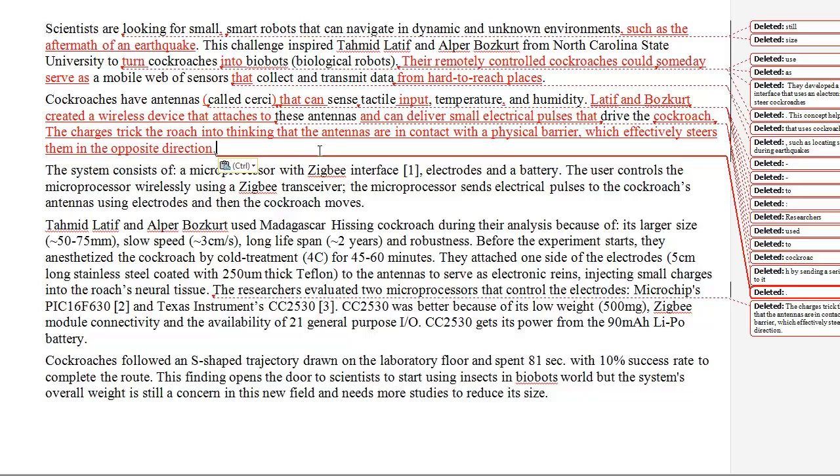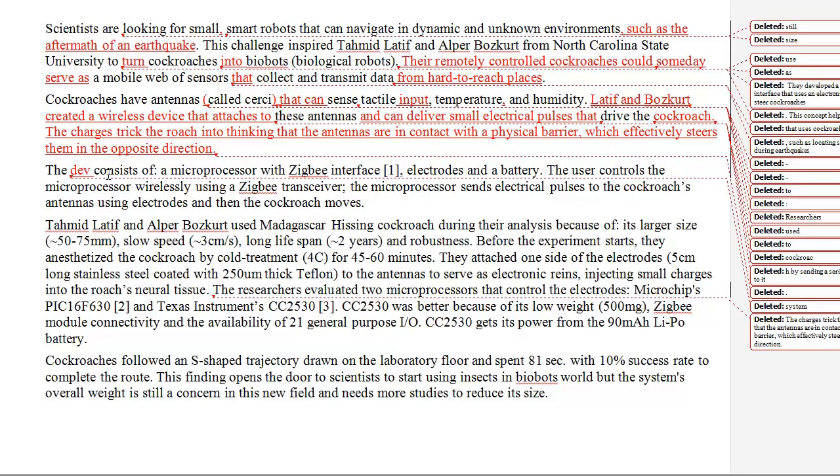Then we can go into the actual details about the technical parts of the summary. So the system consists of, I like device, let's talk just about the device for the moment. So the device consists of a microprocessor with Zigbee interface, electrodes, and a battery. The user controls the microprocessor wirelessly using a Zigbee transceiver. I'm actually going to connect these two ideas. So the device consists of this, and then the user controls the device with this Zigbee transceiver.